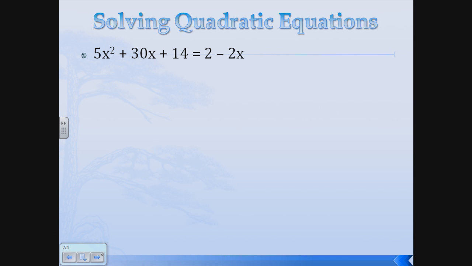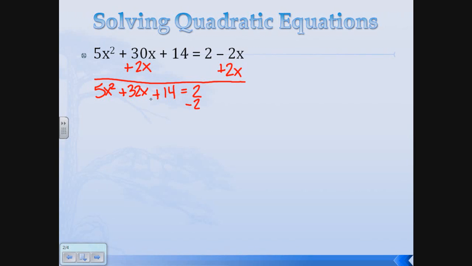This problem, when you're solving by factoring, you want to get it equal to 0. So we're going to begin this problem by adding 2x to both sides. And we get 5x squared plus 32x plus 14 equals 2. And then subtract 2 so that we end up with 5x squared plus 32x plus 12 equals 0.